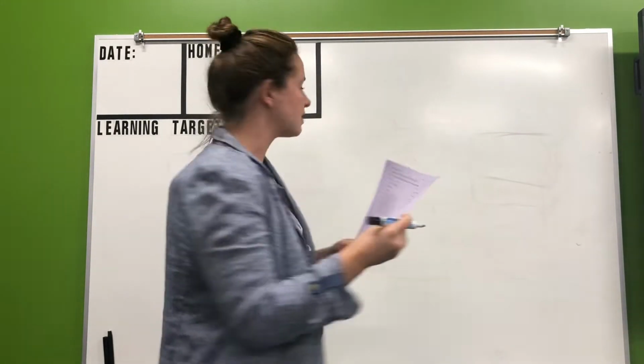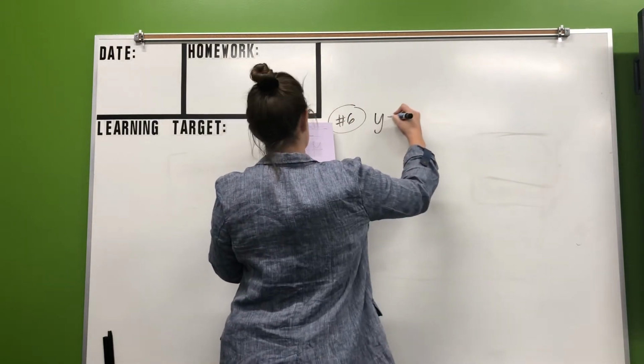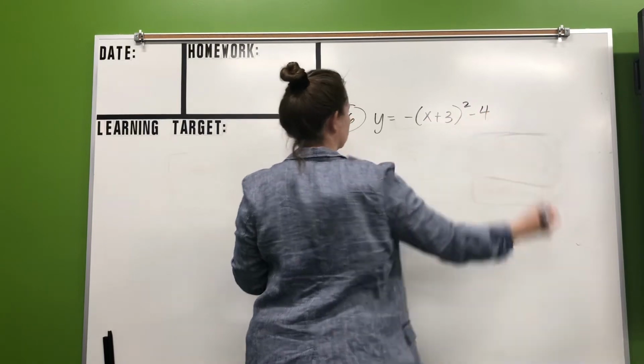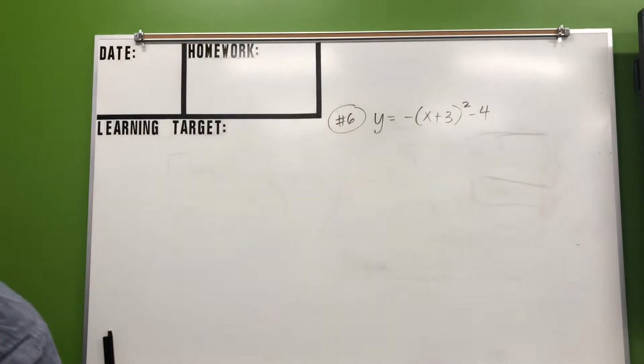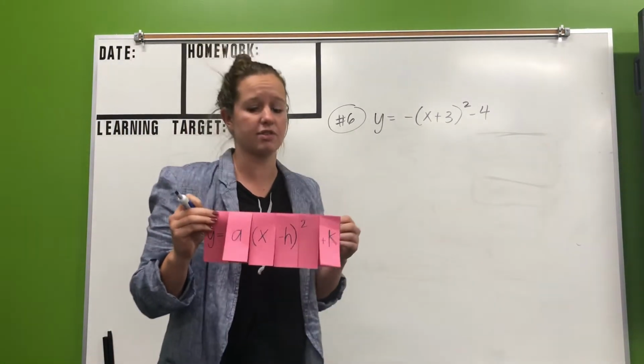Number 6 is a vertex form equation. These are the easy ones. We like these. Why do we like these? This is what we did in class with this situation. So this is really nice because it makes finding the vertex so easy.